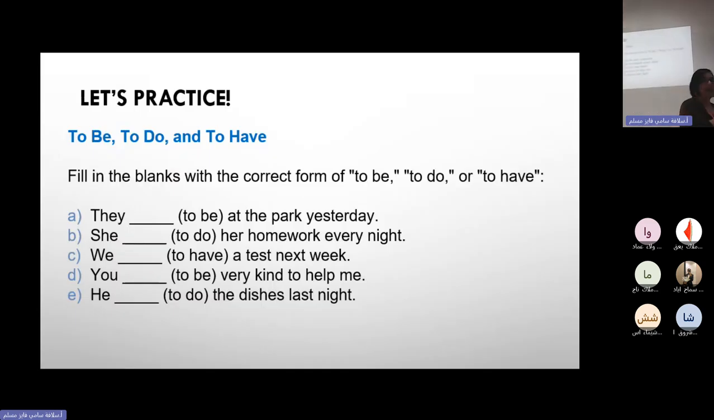Let's do some practice. Alright? To be, to do, to have. Fill in the blank with these auxiliary or helping verbs in the correct place, in the correct tense. They at the park yesterday. She her homework every night. We a test next week. You very kind to help me. While he the dishes last night.